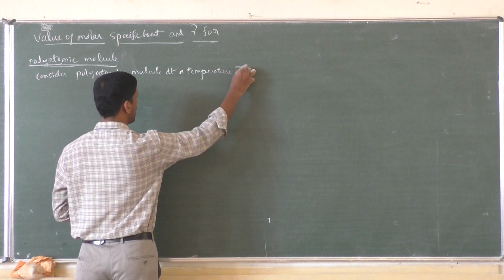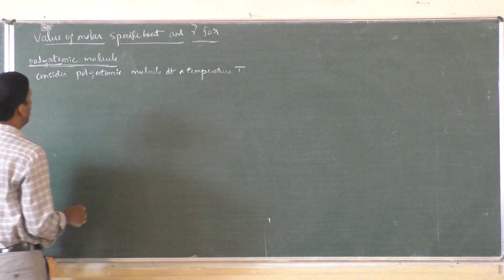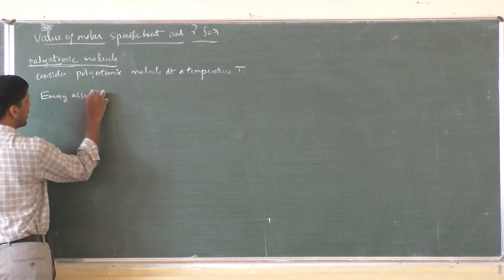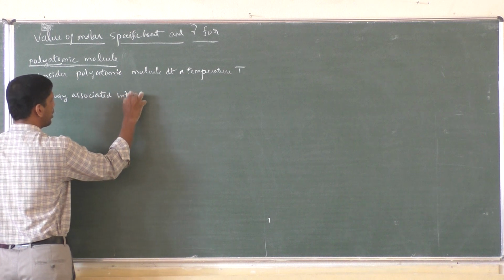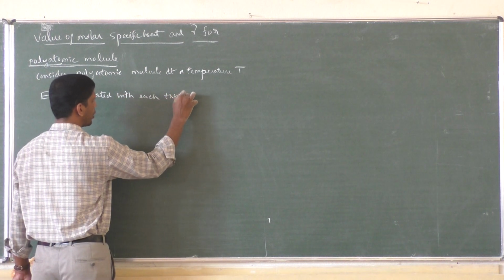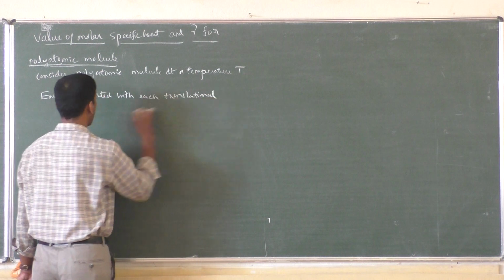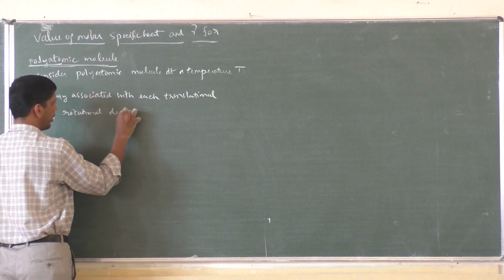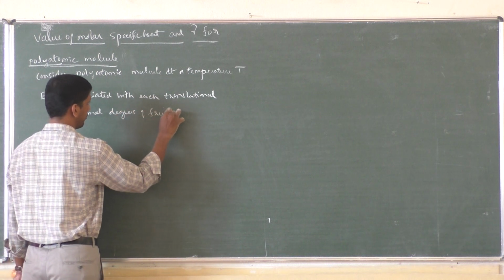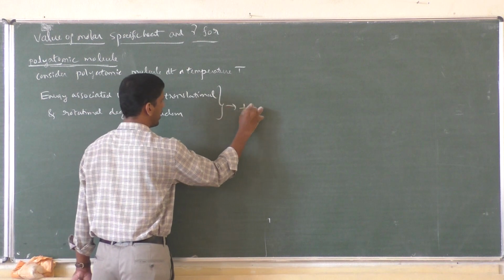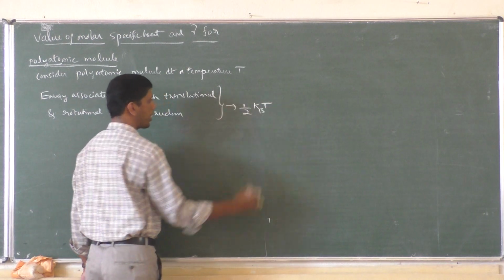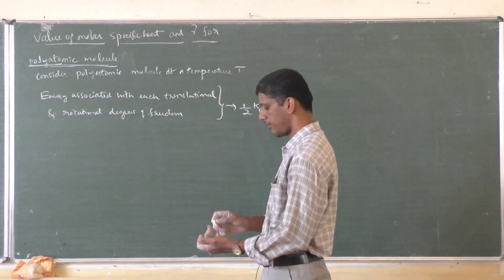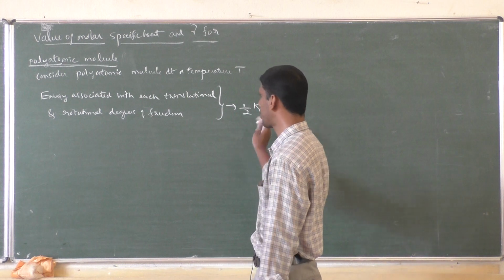Now we know that the energy associated with each translational and rotational degree of freedom should be equal to half kBT. This is according to the law of equipartition of energy. According to the law of equipartition of energy, the energy associated with each translational as well as rotational degree of freedom should be equal to half kBT.